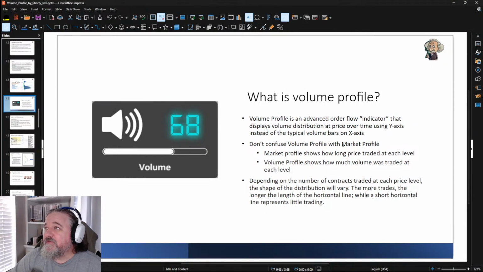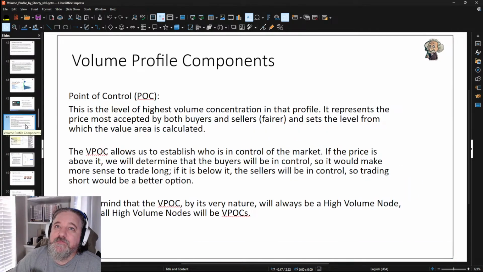Don't confuse volume profile with market profile. Market profile shows how long price traded at each level. Volume profile shows how much volume was traded at each level. Depending on the number of contracts traded at each price level, the shape of the distribution will vary. The more trades, the longer the horizontal line, while a short horizontal line represents little trading. We've already covered this, but you can always go back and pause the video and read this if you want to.